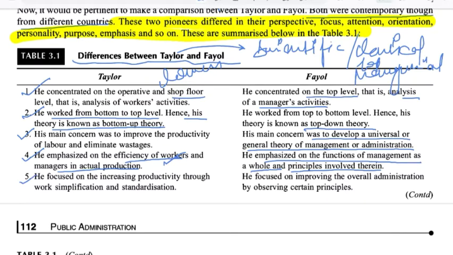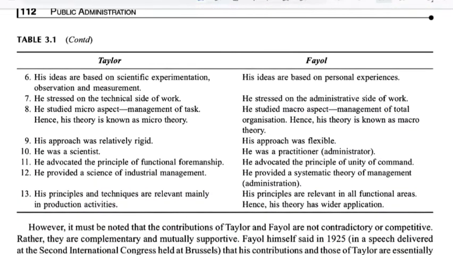F.W. Taylor focused on increasing productivity through work simplification and standardization. As Taylor mentioned, there is a standard way of doing every activity in the organization. Henry Fayol focused on improving the overall administration by observing certain principles. He was working on the improvement of overall administration in the organization.